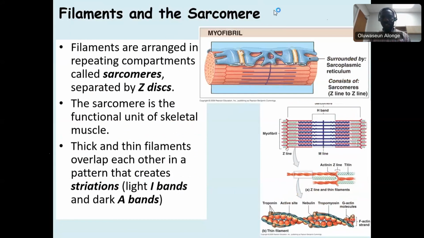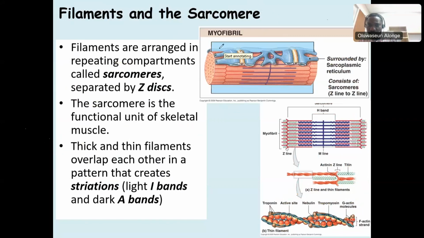Now, when you look at this, you see here filaments. I told you earlier that you have the thick filament and the thin filament. Actin makes the thin filament, myosin makes the thick filament. Again, actin, think about it, is thin filament. Myosin, thick filament.